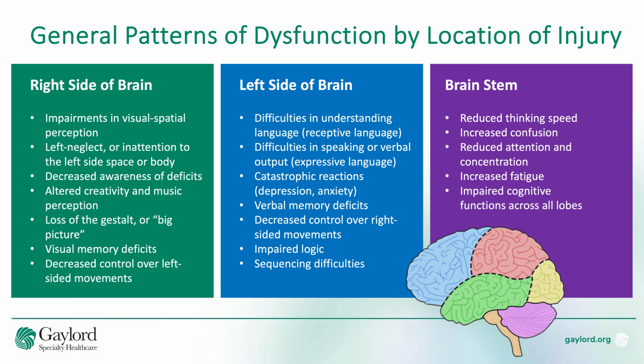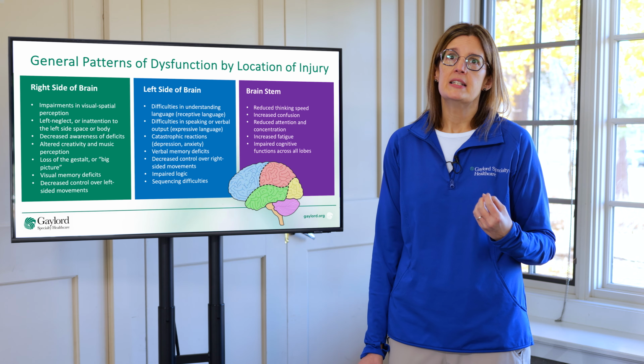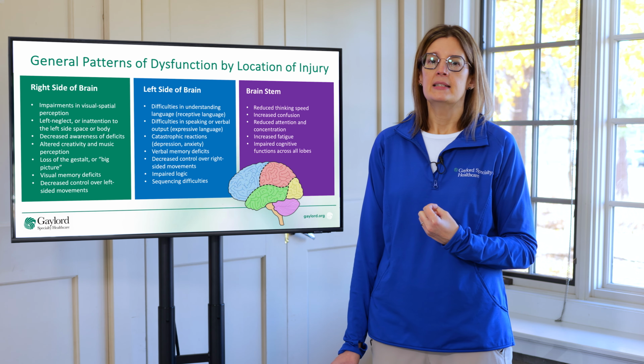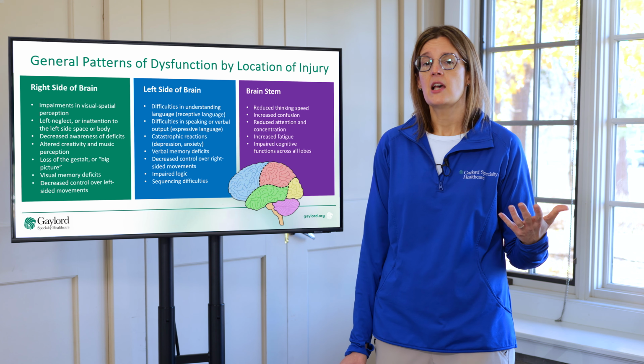What we're looking at in this slide are just some of the general patterns of dysfunction with respect to location of injury and stroke. So looking at that slide where it says right side of the brain and highlighted there in green are some of the most common issues. So you'll see impairments in vision and perceptual awareness, which we talked about earlier. That's the individual's ability to essentially know vertical or upright, which can be challenging from a balance and mobility perspective. So that left neglect or left inattention can certainly impact an individual's ability to move within their environment, as well as safety.